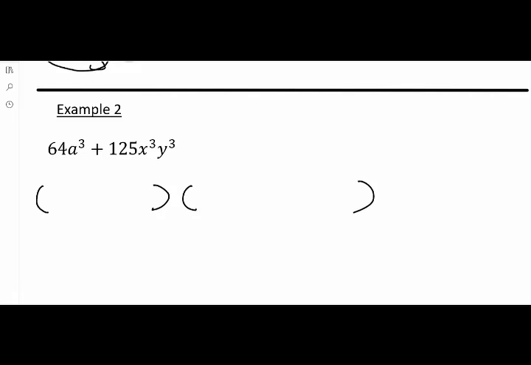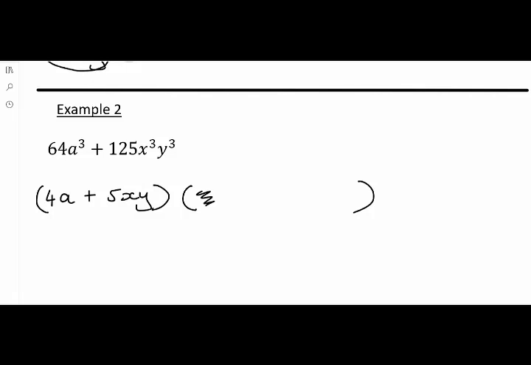Binomial by a trinomial. The cube root of 64a cubed. Well, the cube root of 64 is 4, and that would be an a. And the cube root of 125 is 5xy. And we are just going to bring that positive down. Again, we can use our calculators. If you're unsure about these numbers, you can have your calculator handy. So just don't forget about that, especially when it comes to tests and exams.